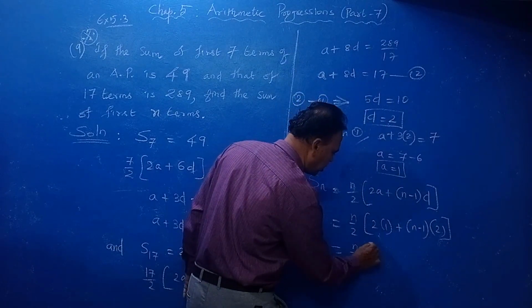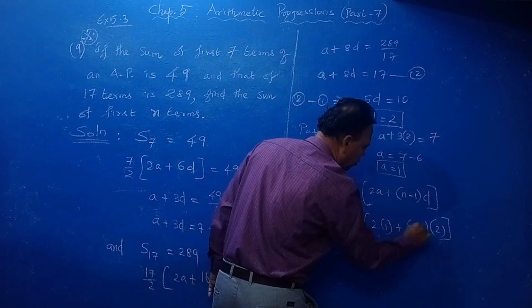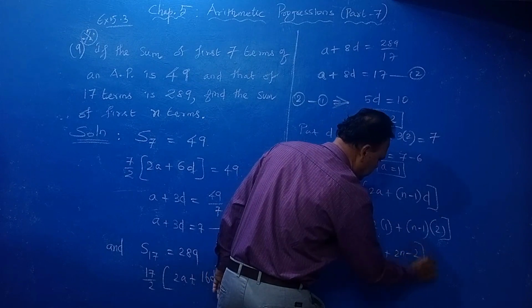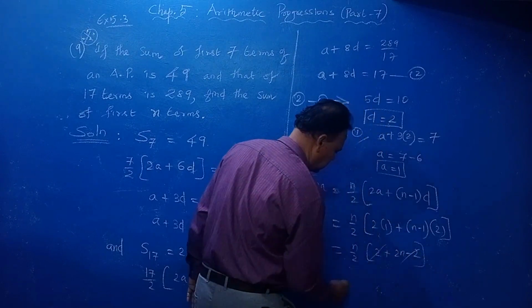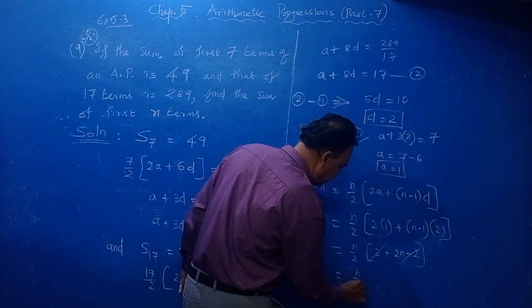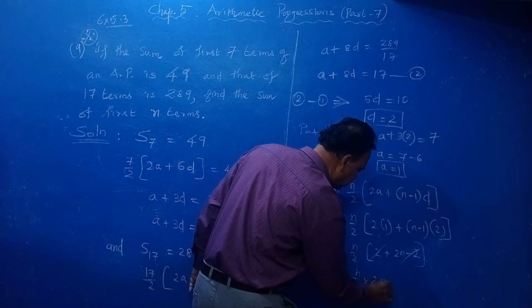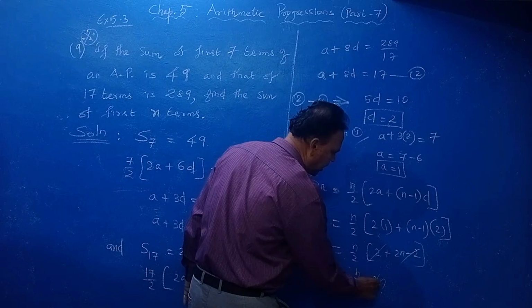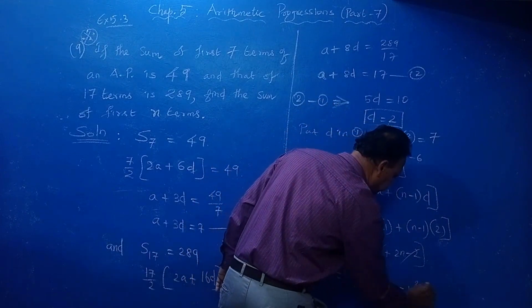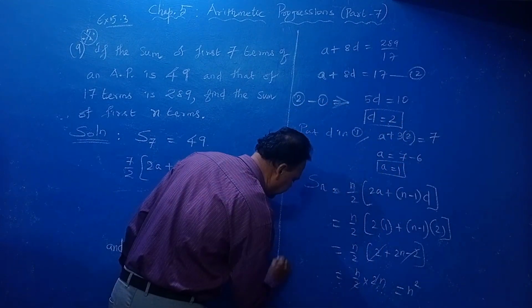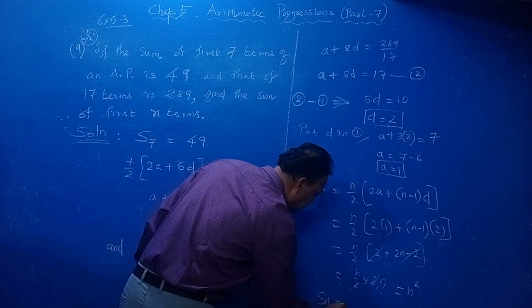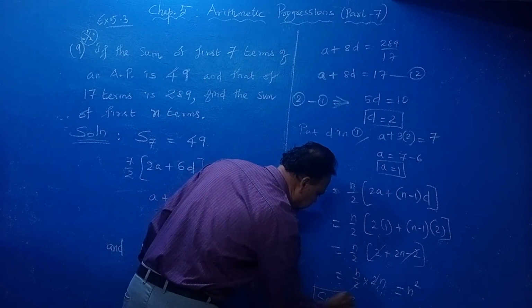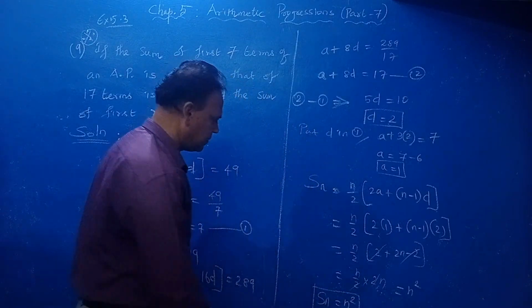So n by 2 into 2 plus 2n minus 2. So that is equal to n by 2 into 2n. So 2 gets cancelled, because numerator 2, denominator 2. So n into n is n square. So Sn we are getting n square. Sn equals n square. Understand?